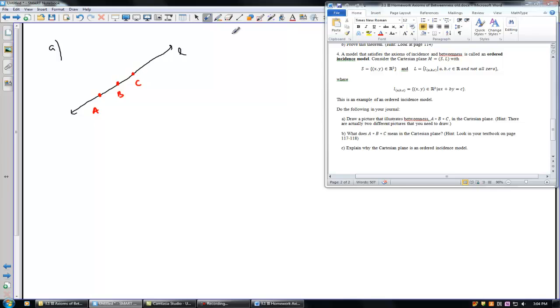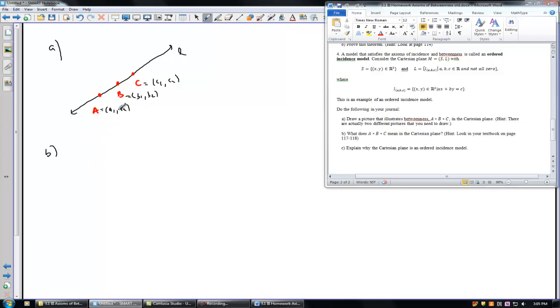But there's actually another line you can draw, where you're going to be in trouble, so think about what you really mean here. What do you really mean by B being between A and C? If you label these points A1, A2, these ordered pairs, and this is B1 and B2, and this is C1 and C2. And in part B, you're going to explain what it really means for B to be between A and C in the Cartesian plane.